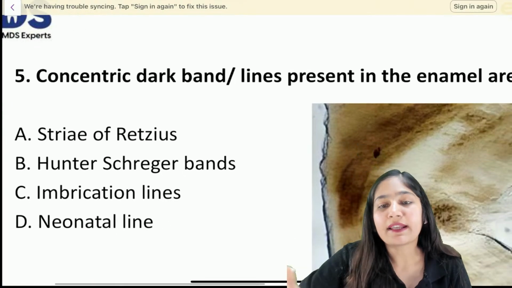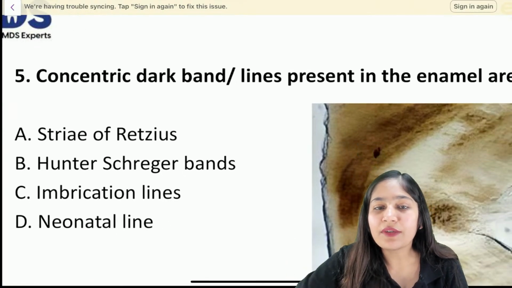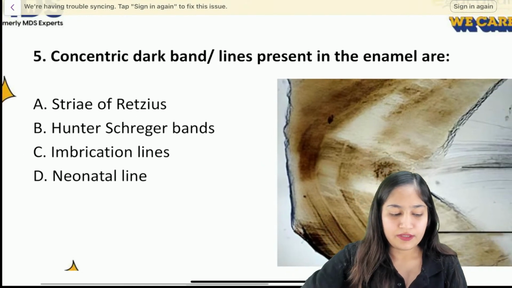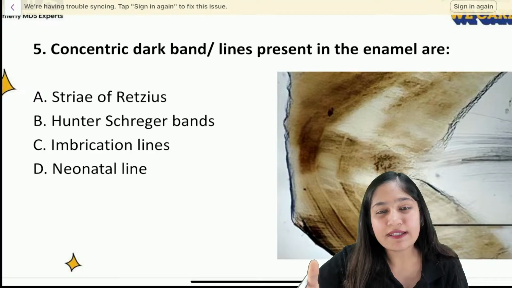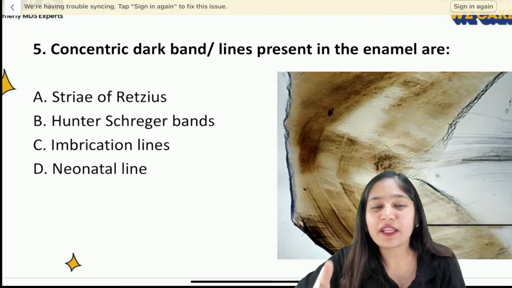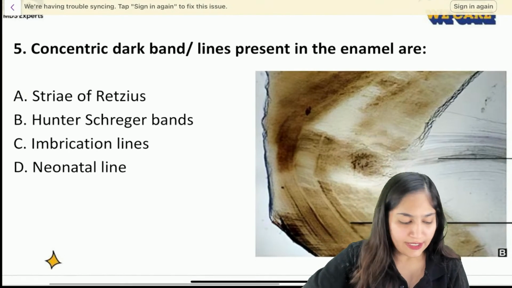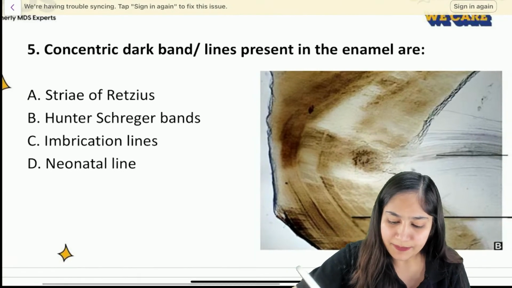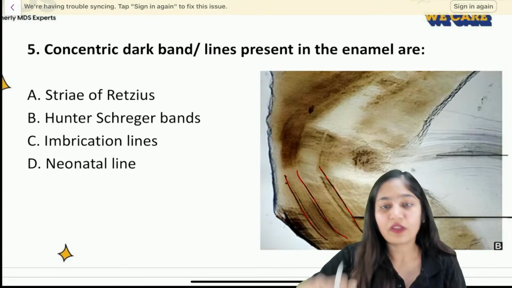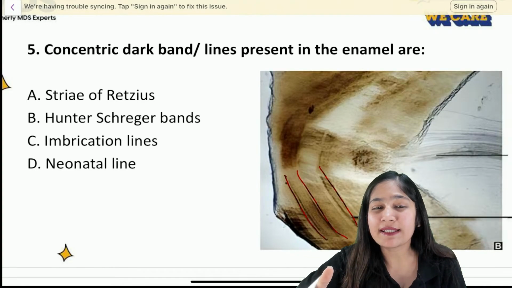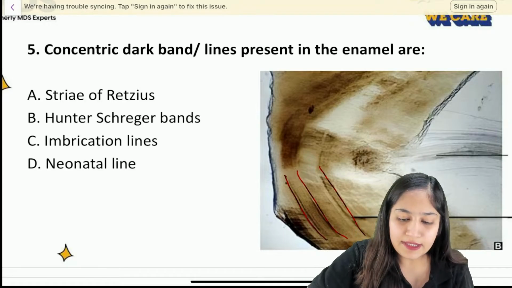Next question. It is again an image-based question. Concentric dark bands or lines present in enamel are striae of Retzius, Hunter-Schreger bands, imbrication lines or neonatal line. So what will be the correct answer here? Here we can see the presence of lines. What will be this? Dark brown bands we can see here. So the correct answer here is what?